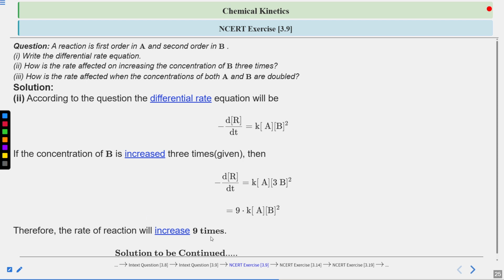Therefore, the rate of reaction increased by 9 times, because the initial rate is the same here, but a 9 came in the product. So the rate of reaction will increase by 9 times on increasing the concentration of reactant B by 3 times.